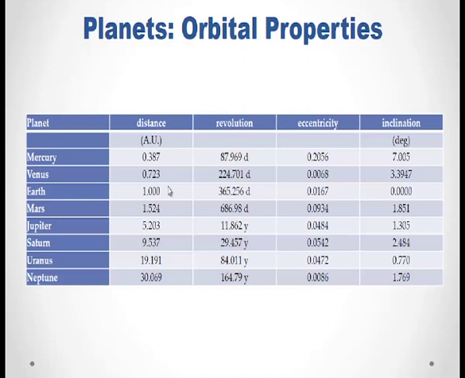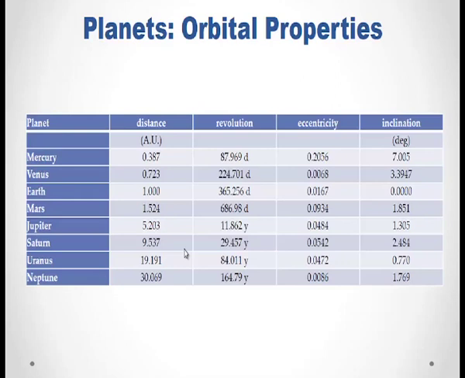Then Mars is 1.524 astronomical unit in distance. Jupiter is 5.203, then Saturn is 9.537, Uranus 19.191 astronomical unit, Neptune 30.069 astronomical unit. All these data are obtained by NASA scientists. Then the time taken by the planets to revolve is given here.